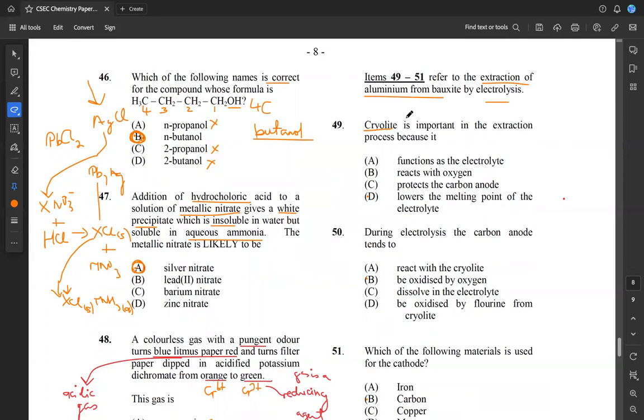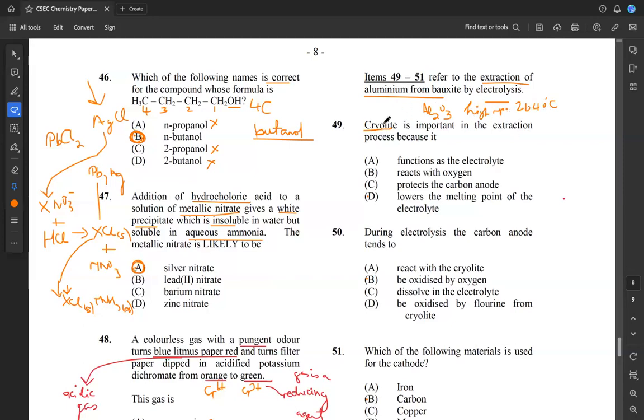So cryolite, let me tell you what cryolite does. The bauxite ore is Al2O3, right? And that Al2O3, that bauxite, has a very high melting point, right? Of about, say, 2040 degrees C. It's very difficult and expensive to keep this aluminum oxide in a molten state so that we can have electrolysis. Because remember, this has to be molten for electrolysis, but it's hard to do that because the melting point is so high, right?